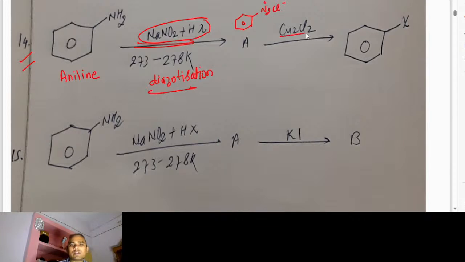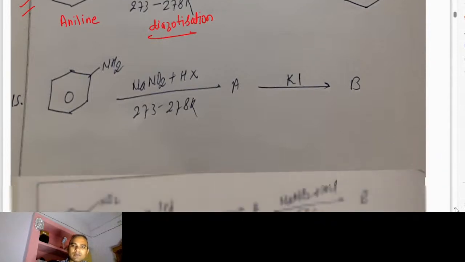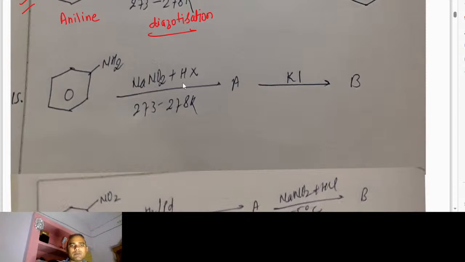Friend, here if you are treating with Cu2Cl2, so here Cl will come. So this compound is what? Diazonium chloride. You can see, student, the benzene ring is having N2Cl. Now almost a similar reaction is given here. The first step will be the same, student. This is the diazotization reagent.